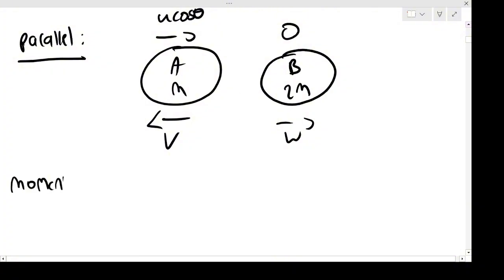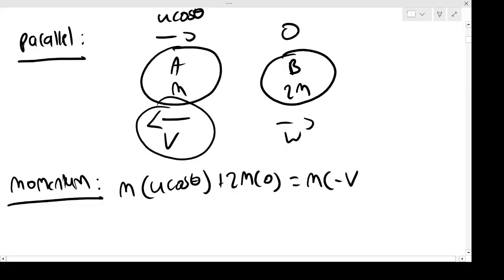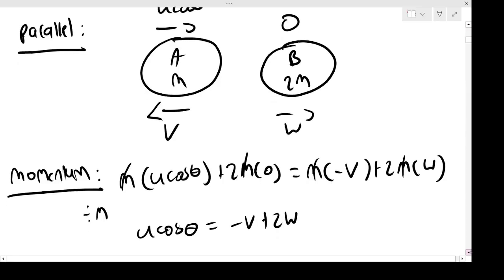So momentum firstly. For A, the mass is M, times the original u cos theta, and for B, 2M times 0. Afterwards it's M times minus V to account for the negative direction, and then 2M times W. Now we can cancel the M's straight away, so we get u cos theta equals minus V add 2W, and that is my first equation.